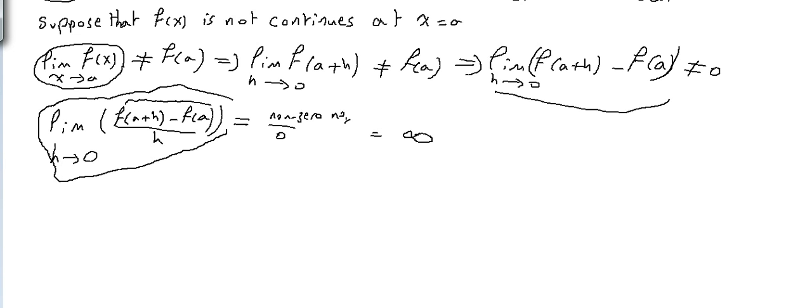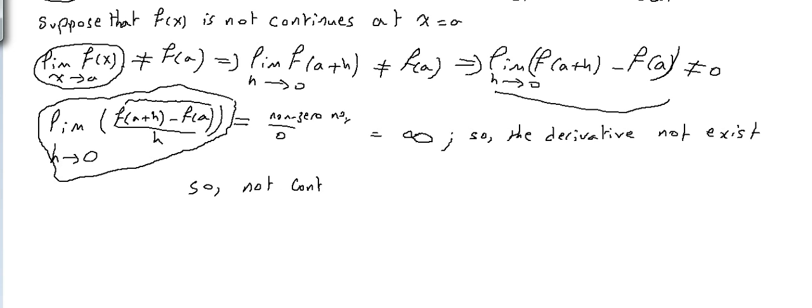And what does this limit mean? It means the derivative, right? It's the definition of the derivative. So the derivative does not exist, because the answer is infinity. What's the meaning of the derivative not existing? This means it's not differentiable. So we started with not continuous, and we ended with the derivative does not exist, which means it's not differentiable.